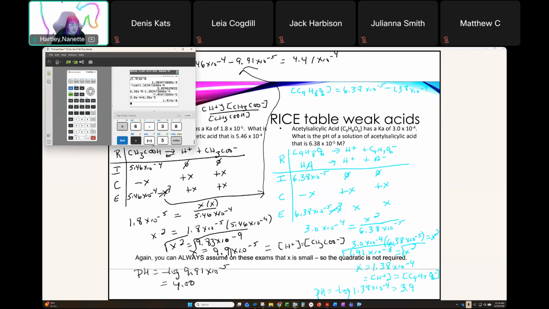If I multiply those two numbers together, the 3.0 times 10 to the minus fourth times the 6.38 times 10 to the minus fifth, I end up with 1.914 times 10 to the minus eighth. And if I take the square root of that, that should be 10 to the minus fourth, which of course gives you a negative number, but I'm not sure how. I got the same numbers, and then for the concentration of that, I got negative 7.48 times 10 to the negative 5. Did you get the same one?